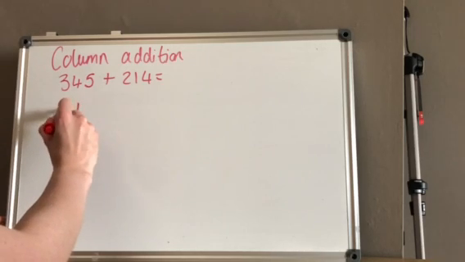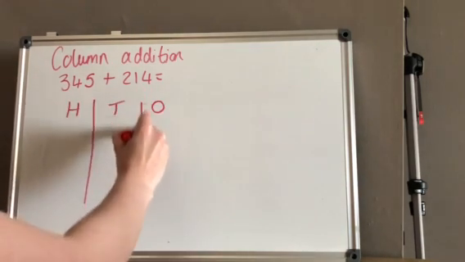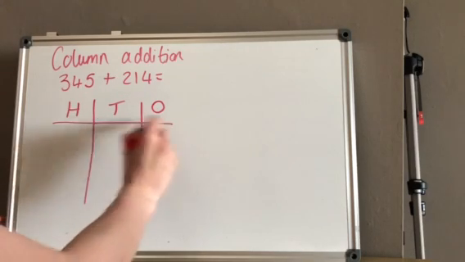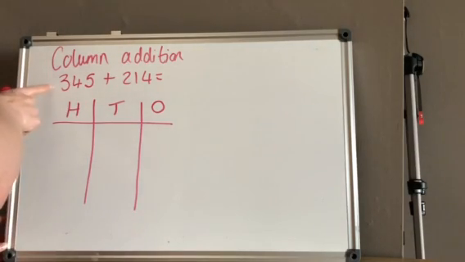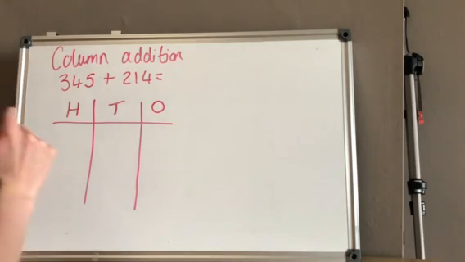So to look at this pictorially, we would draw out our hundreds, tens and ones grid like this, and we would start off by drawing our first number using a pictorial method. So you could use base 10, you could use counters, whatever works for you. I'm going to use base 10 today.